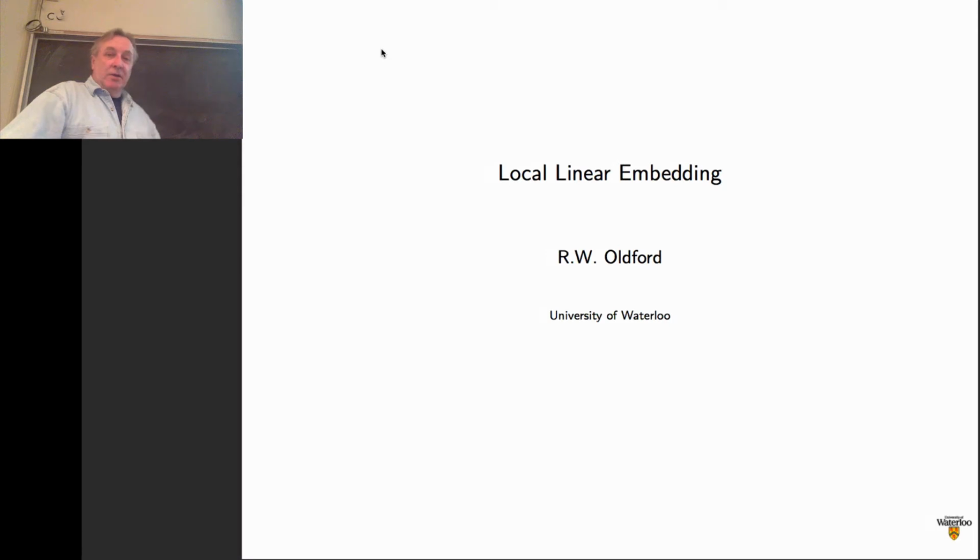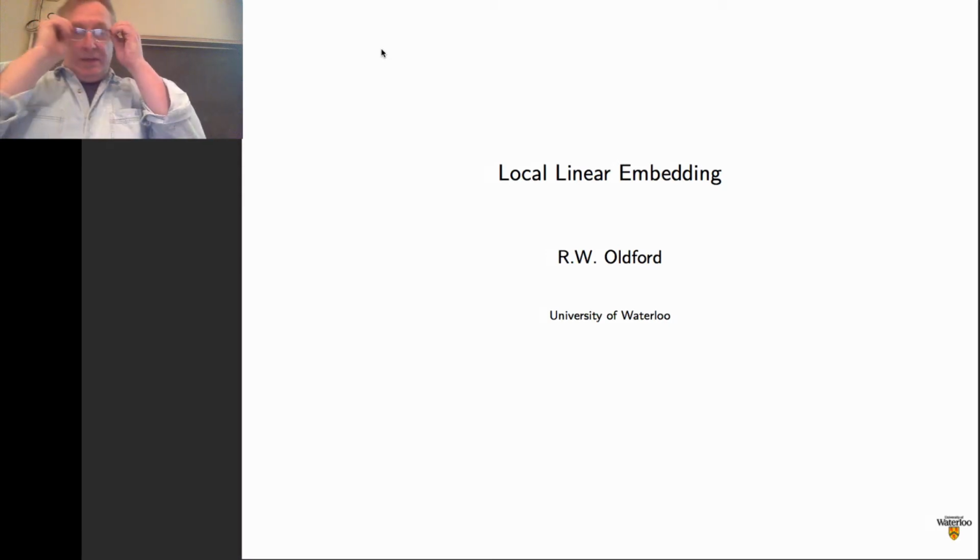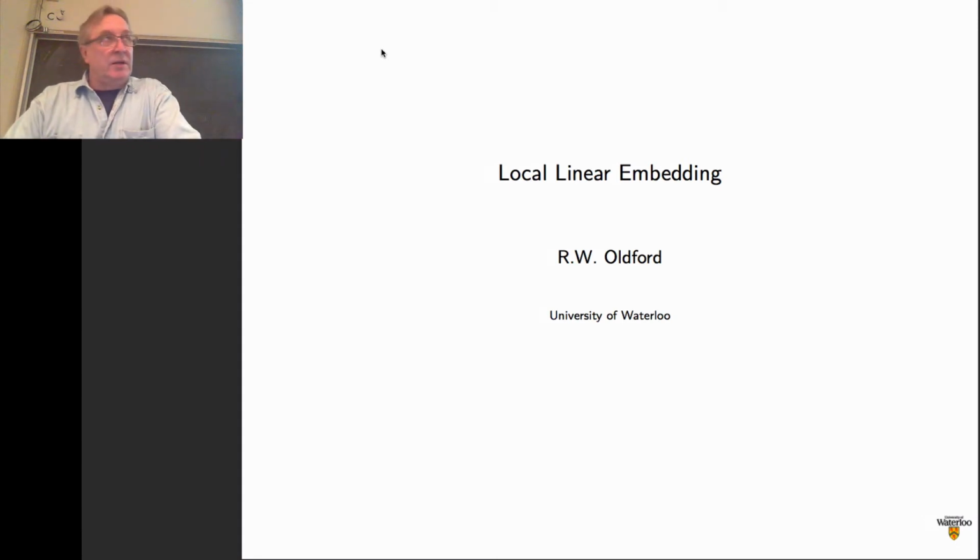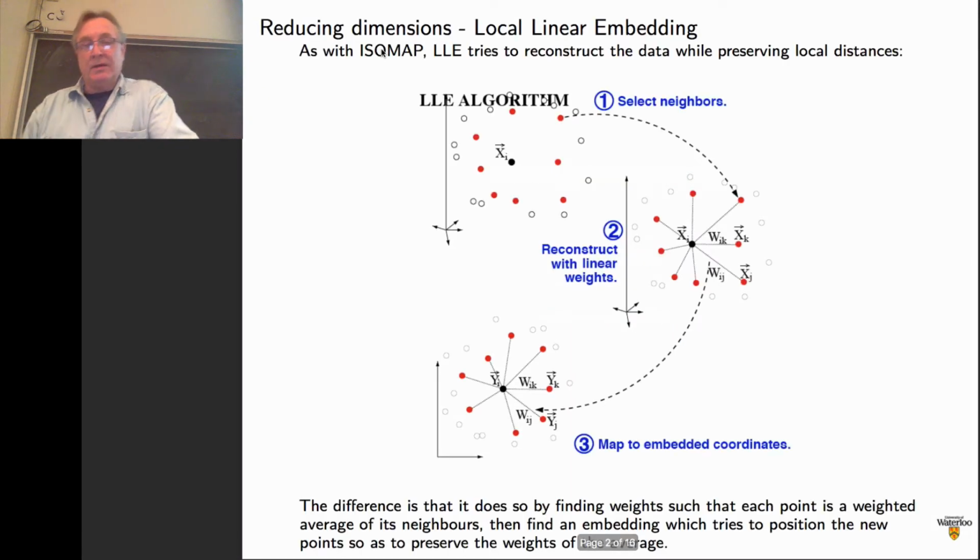So the method's called local linear embedding, and as you might guess, we're going to use local information. We're going to somehow use a linear, local linear space to try and decide on what the structure looks like in the manifold. Then we're going to try to embed that in a lower dimensional space. So here's the algorithm. What we're trying to do is preserve the local distances.